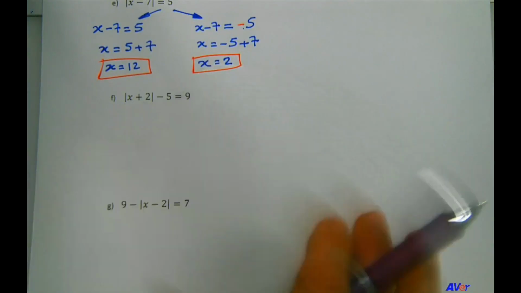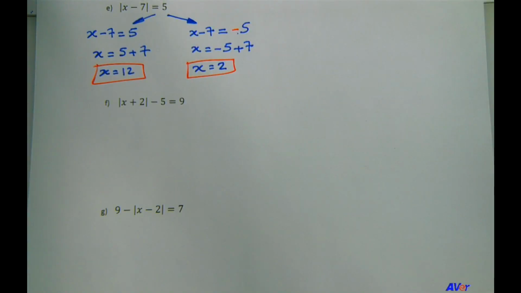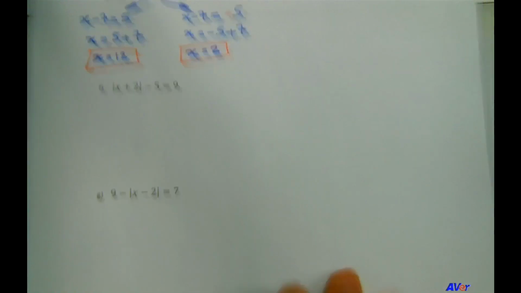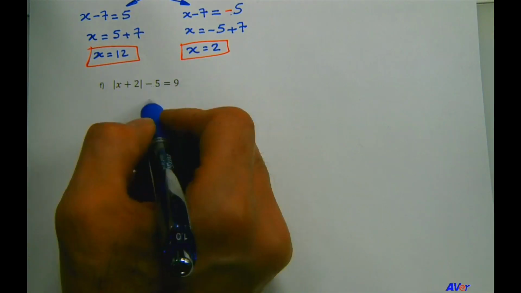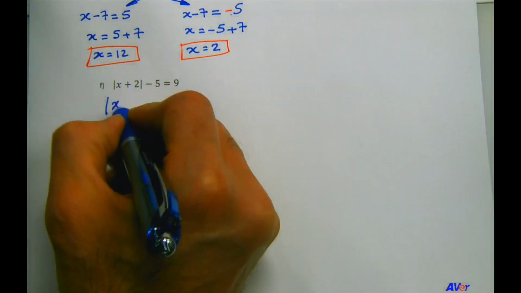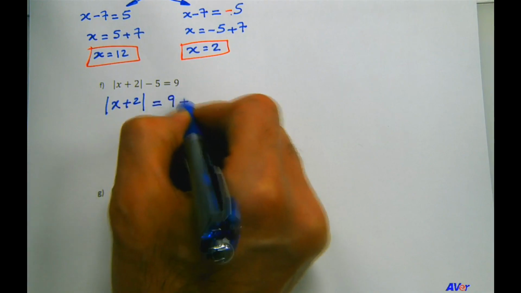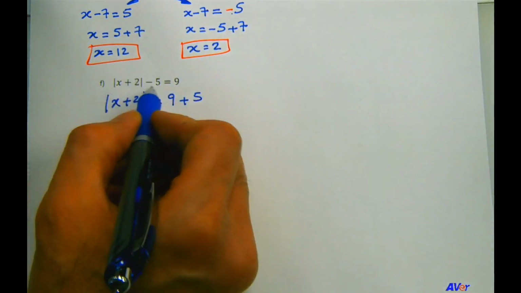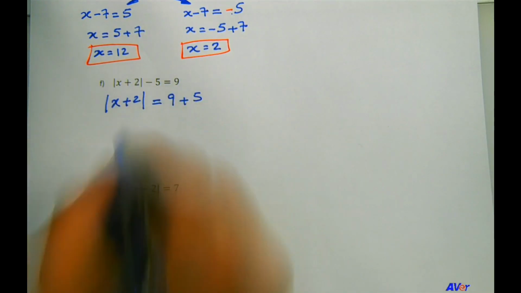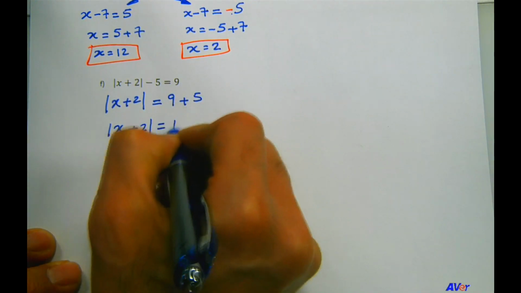Okay, so part F, by the way, I hope these answers match what you wrote down on your own as you watch this video. Okay, so this one. The thing here is to make sure that the constants are on the other side. So that's the first thing I would do. Absolute value of x plus 2 equals 9 plus 5, right? Move the -5 to the other side. It was negative on this side. When you move it, it becomes +5. So then we have absolute value of x plus 2 equals 14.